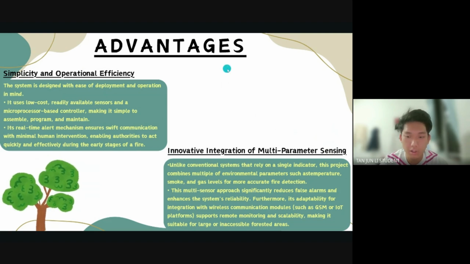Then, for the innovative integration of multi-parameter sensing, unlike conventional systems that rely on a single indicator, this project combines multiple environmental parameters such as temperature, smoke, and gas levels for more accurate fire detection. The multi-sensor approach significantly reduces false alarms and enhances system reliability. Furthermore, it's adaptable for integration with wireless communication modules, and supports remote monitoring and scalability, making it suitable for large or inaccessible forest areas. Okay, so these are all the advantages.